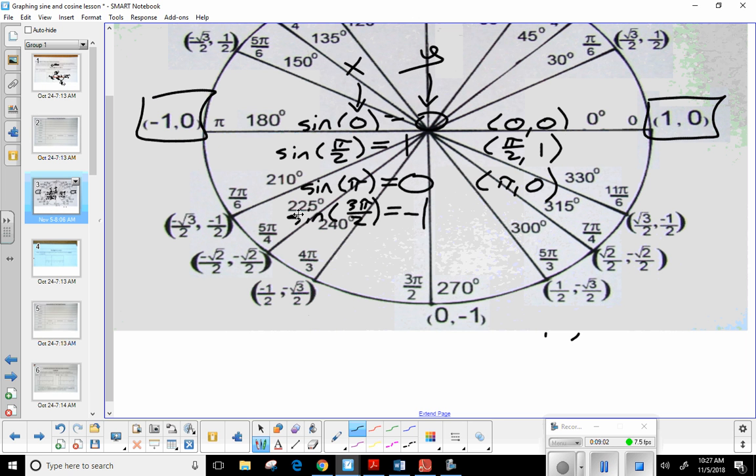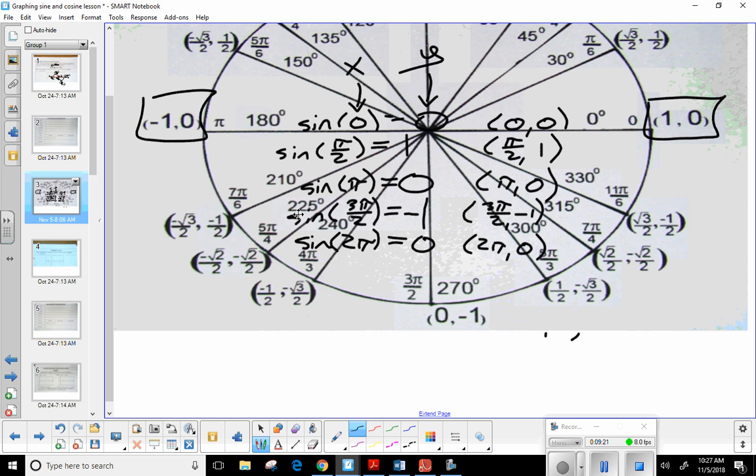See, that was the first minimum that we had on our graph. 3 pi over 2, negative 1. And then we finished up, we got all the way back around to sine of 2 pi, which just gave me 0 again. So I had 2 pi, 0. Okay, so that's where those ordered pairs are coming from.